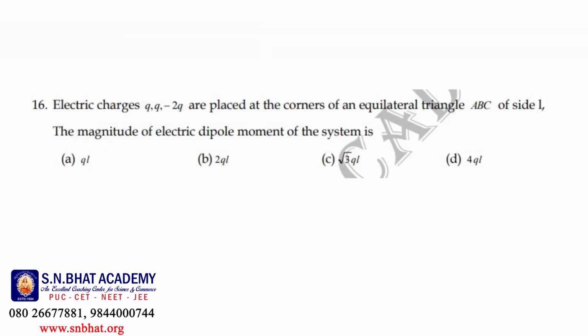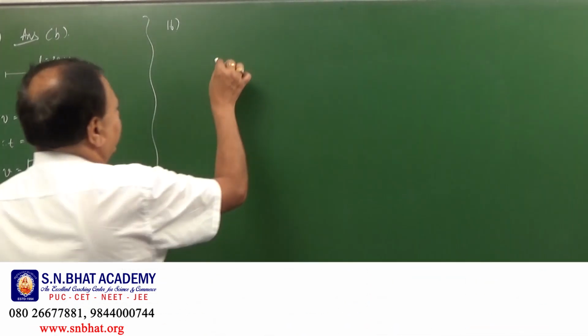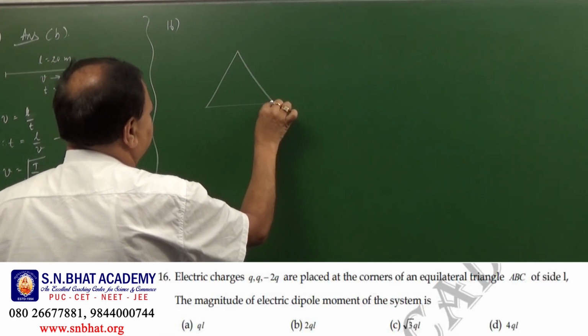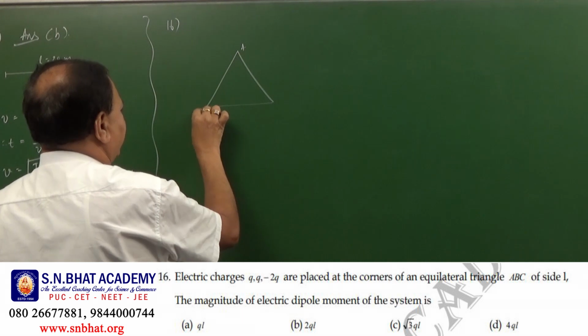Study those questions carefully. What is the question given there? An electric charge Q, Q, minus 2Q are placed at the corners of an equilateral triangle ABC, each side of length L. Then the magnitude of the electric dipole moment of the system is? Remember this well. He has placed 3 charges A, B and C.